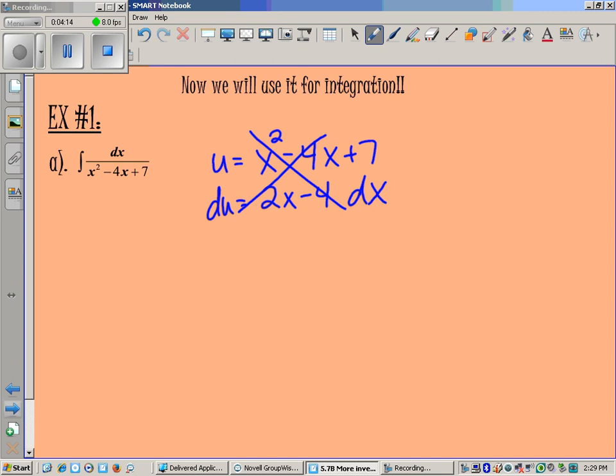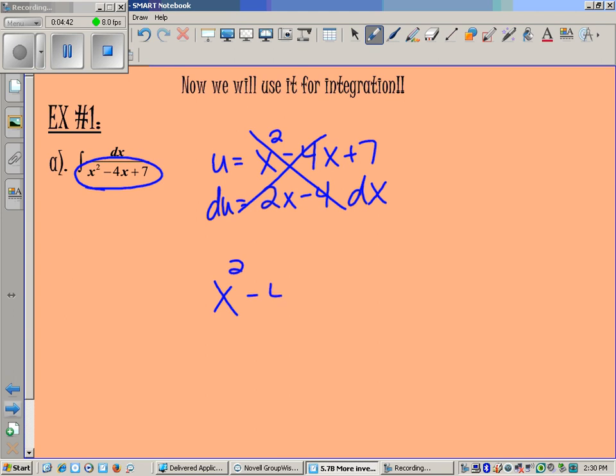But that bottom looks really weird. First of all, it has 3 terms to it, so it's not going to be able to be a u squared minus an a squared, or a u squared plus an a squared, because there's not 2 terms, there's 3 terms. So how can we manipulate this bottom so that it'll look like what we need it to look like? Well, it's a quadratic. So let's use our completing the square and see if we can manipulate this bottom to look a little bit different.